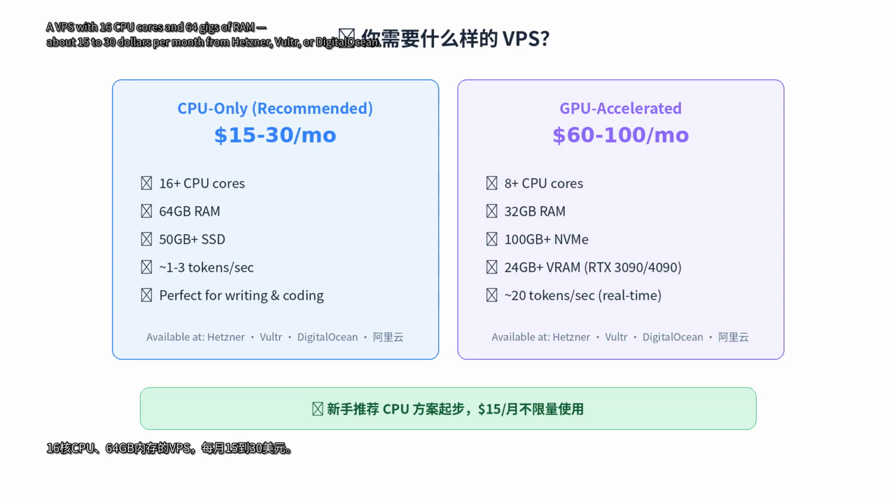So what do you need? A VPS with 16 CPU cores and 64 gigs of RAM, about $15 to $30 per month from Hetzner, Vultr, or DigitalOcean. If you want GPU acceleration, add a 24 gig card for $60 to $100 per month. For most people, the CPU-only plan is plenty. It runs at about 1 to 3 tokens per second, perfect for writing, coding, and document analysis.